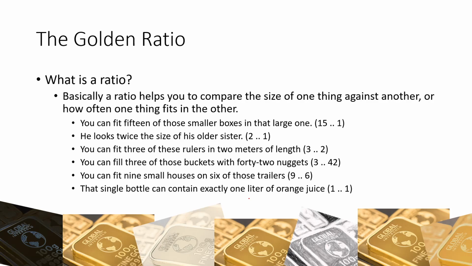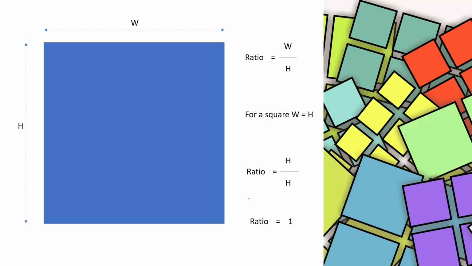In other words, it's all about numbers. It's all about comparing the size of those numbers. It's all about comparing quantities. That's what ratios are all about. Now, you can visualize a ratio, and here I've used a square, because a square has a width, and a square also has a height. And then, of course, for a square, they are the same.